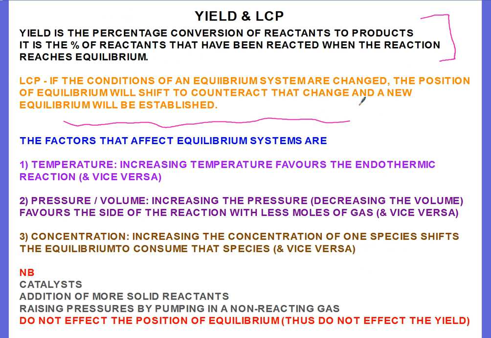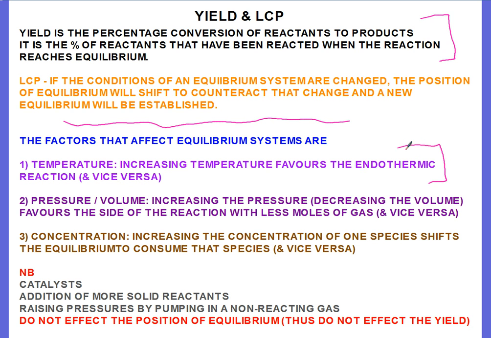So what are the factors that affect equilibrium? First of all, temperature. Increasing temperature, according to Le Chatelier's principle, favors the endothermic reaction and vice versa. Pressure and volume: increasing the pressure by decreasing the volume favors the side of the reaction with fewer moles of gas, and once again vice versa. And concentration: increasing the concentration of one species shifts the equilibrium to consume that species, and vice versa.